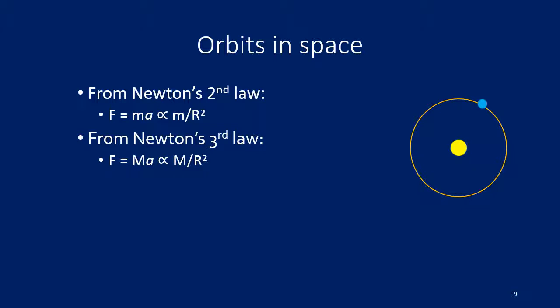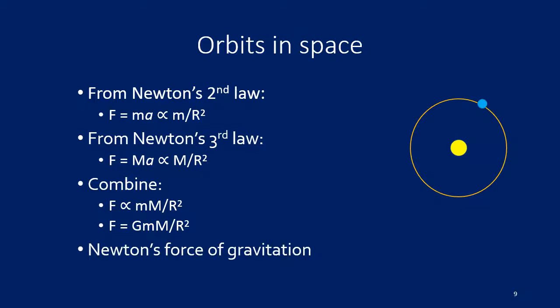And then from Newton's third law, there's an equal and opposite force proportional to another mass, the mass of the Sun. And if we combine these two, we find that the force is proportional to the product of the two masses divided by r squared, or we can include a constant factor, G, we'll call it the gravitational constant, times the masses and divided by the radius squared. This is Newton's force of gravitation.